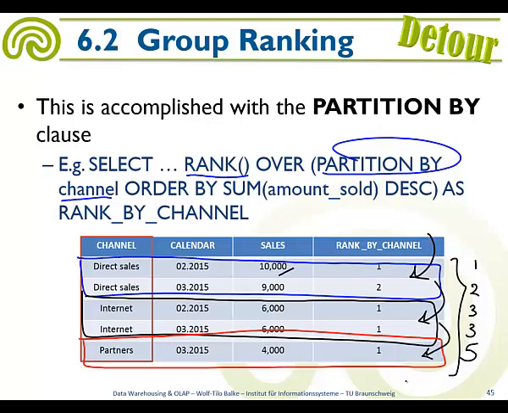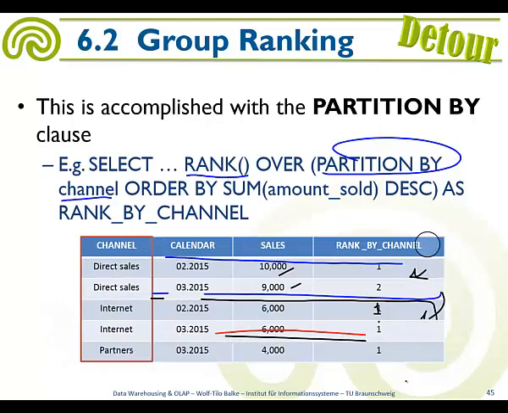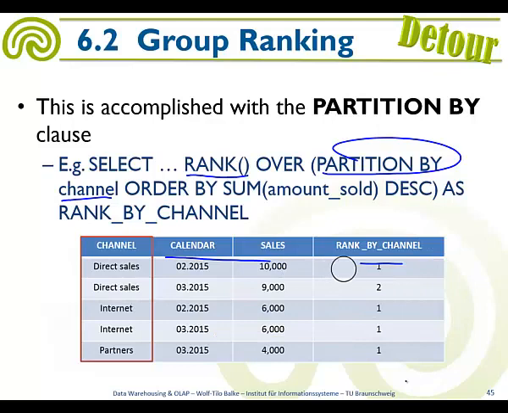So in the direct sales, 10,000 and 9,000 are ranked normally, 1, 2. In the internet channel, both of them had sales of 6,000, so they both tie at rank 1, and for the partners, well, there's only one, so it has a ranking of 1. So as soon as you identify the partition, you can then enforce the order within the different groups and see who has the best sales in the channel of direct sales or internet.